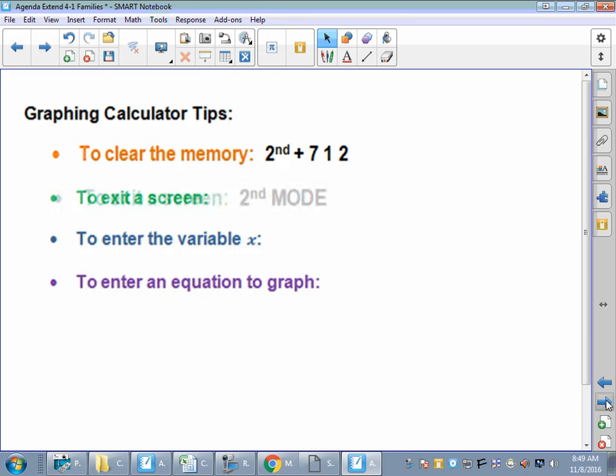To exit a screen, it might not make sense to you right now. You hit second and mode. That will always get you back to the home screen. So if you're like, oh my gosh, I'm not sure what this screen is doing right now, just hit second mode and you'll be back at a blank screen.